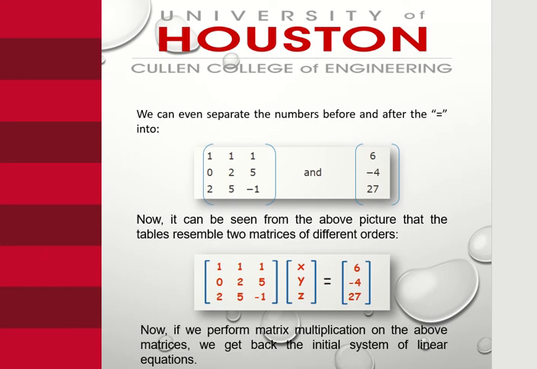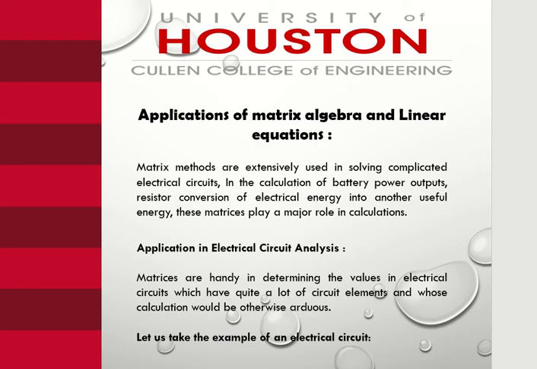So this is one more example we have. We already have the numbers in the form of a matrix. Now it can be seen from the above picture that the table resembles two matrices of different orders. Now if we perform matrix multiplication on the above matrices, we get back the initial system of linear equations. Again, if we perform matrix multiplication and equate it to the right hand side, we get the system of linear equations back.